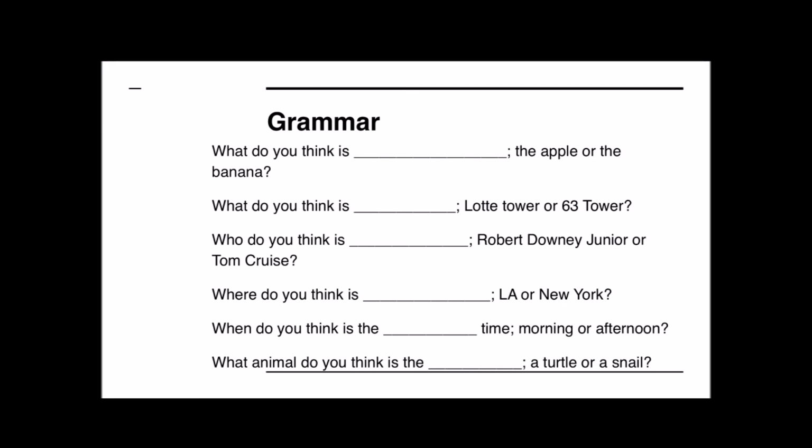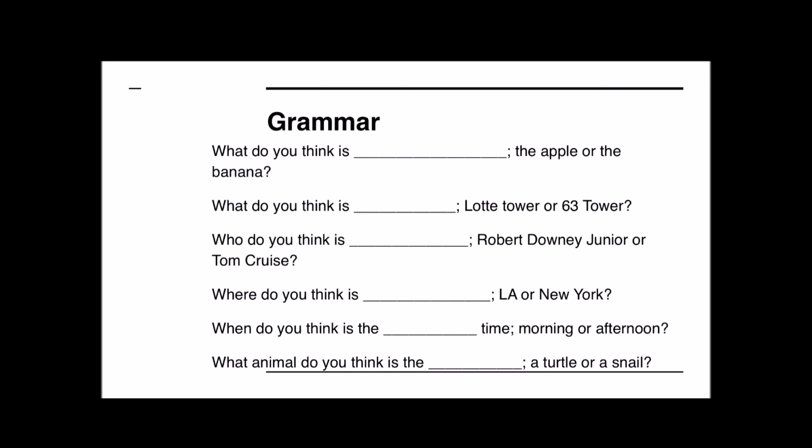So the first question says, what do you think is, and there's a blank, the apple or the banana? And I guess you can say, what do you think is the most delicious? The most delicious. So delicious is a two-syllable word, but it doesn't have a Y, and it's not one of those unusual ones there, so you can add most.